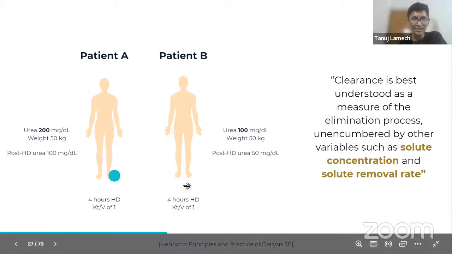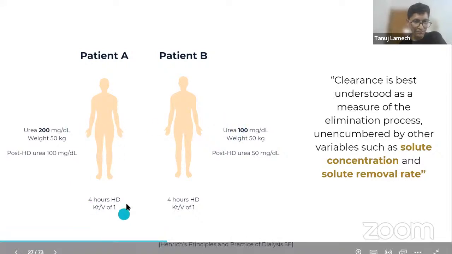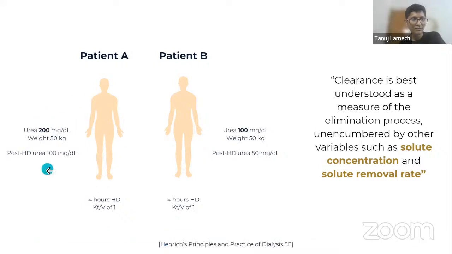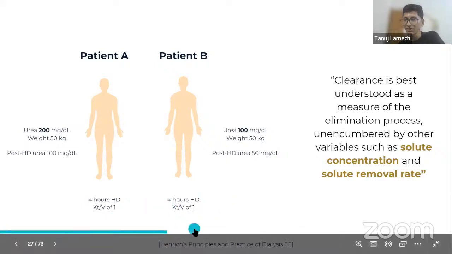So let's look at this example now. There's patient A and patient B. The urea is 200 here and 100 here. They both get 4 hours of dialysis. They both get the same amount of dialysis, so Kt/V is 1 for both of them. They both weigh the same. At the end of that dialysis, urea goes from 200 to 100 here, and from 100 to 50 here. So they both receive the same amount of dialysis.